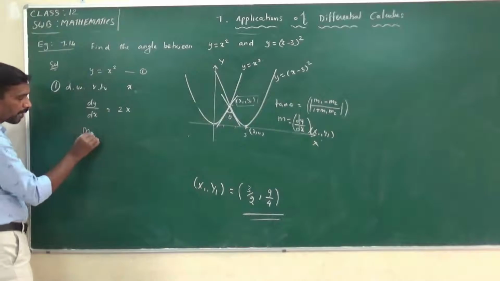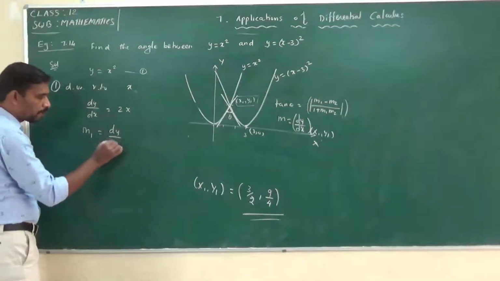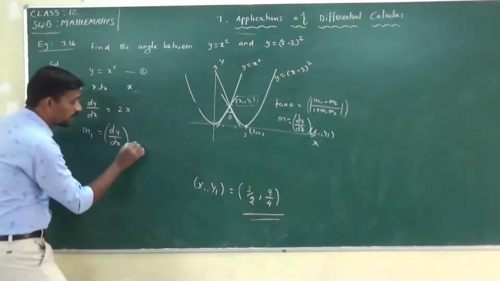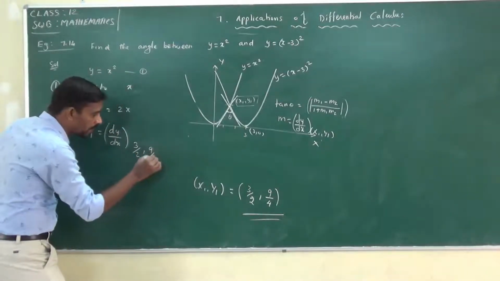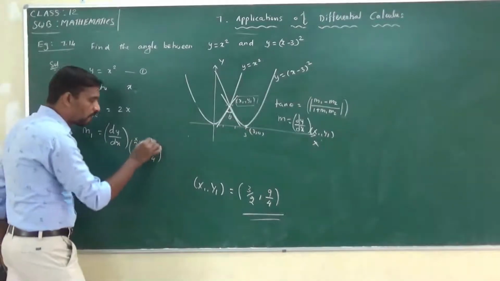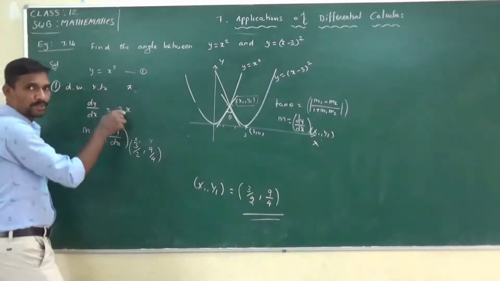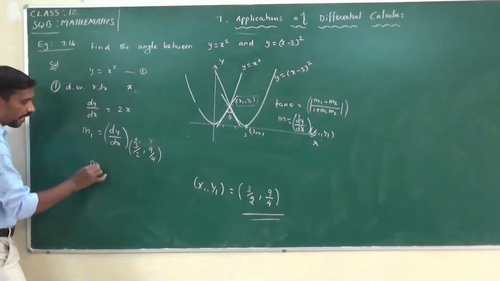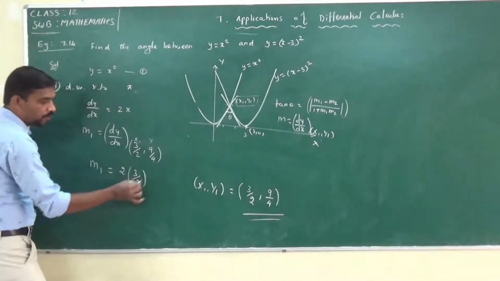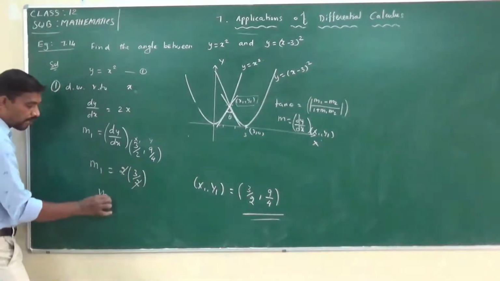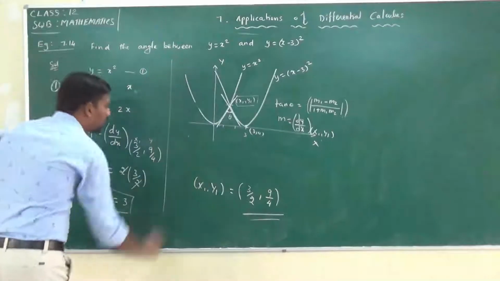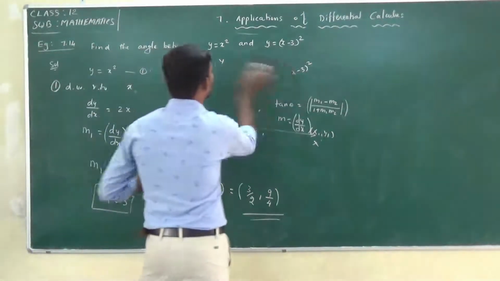Now we want to find m1. m1 is dy by dx at the point, what is the point? (3 by 2, 9 by 4). So this is the value for x1, this is the value for y1. Instead of x, we substitute the x1 value here. Then m1 equals 2 into 3 by 2. So 2 will be cancelled. Now m1 is equal to 3. Next, we want to differentiate the second equation.